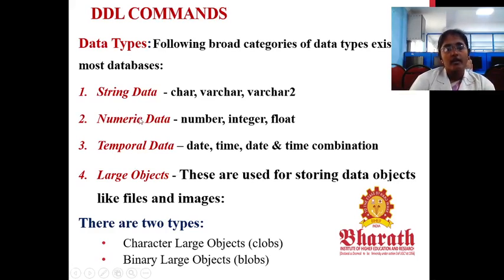And for numeric data, if you are going to fill the column with numbers, we can declare the data type as number, integer or float. And temporal data means date, time, and date and time combinations. And the large objects are image files and such files. These are the two types of large objects: the character large object, CLOB, for alphabetical values like a paragraph, and the binary large objects, BLOBs, which consist of sets of binary files.